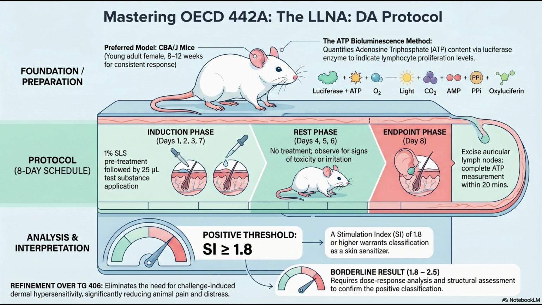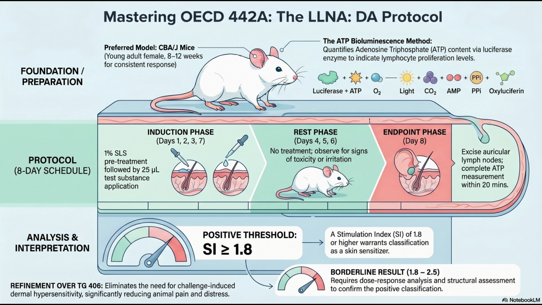Like what? Like, did the light intensity increase in a clear dose-response curve as the chemical concentration was raised? Is the SI mathematically significant, or was there just a really wide variance among the individual mice in that dose group? Oh, I see. You also have to analyze the structural alerts of the chemical itself. Does its molecular shape resemble other known sensitizers? So the 1.8 to 2.5 range requires real investigative cross-referencing.